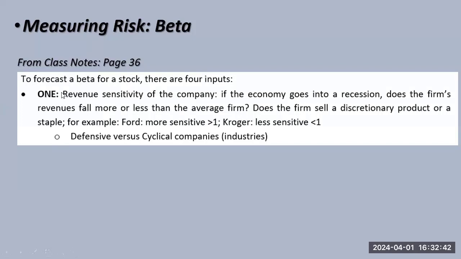All right, so you start with that. I call it revenue sensitivity. How sensitive is their actual business to the market? All right, start with that. Pretty straightforward.